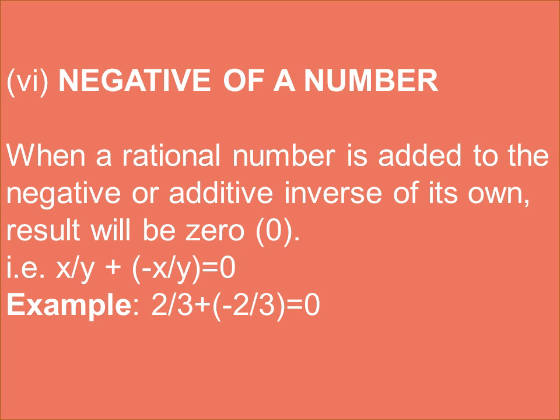The sum of these two is equal to 0. So here 2 by 3 is the additive inverse of minus 2 by 3 and minus 2 by 3 is the additive inverse of 2 by 3. So additive inverse has the same numerator and denominator as the number but has the opposite sign.